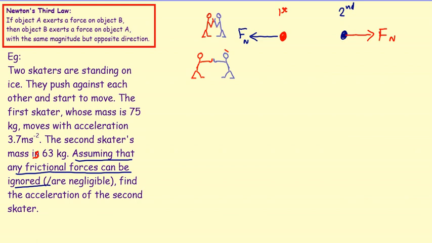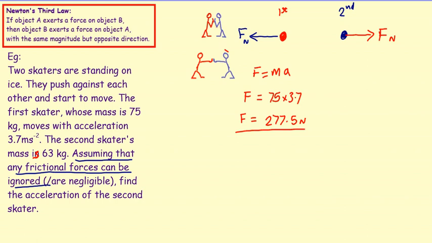On the first skater, we're going to apply F equals ma, just on this part of the diagram. There is only one force, so we'll just leave it as F, as we put it up there. The mass of that skater is 75. We're told the acceleration is 3.7 meters per second squared. And so we get a value for the force as being 277.5 newtons. That's going to be useful.